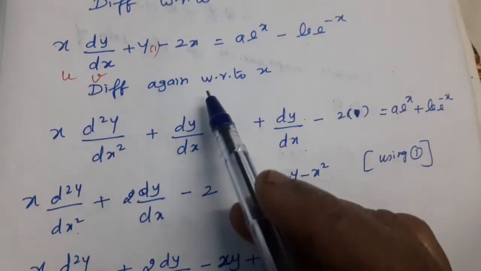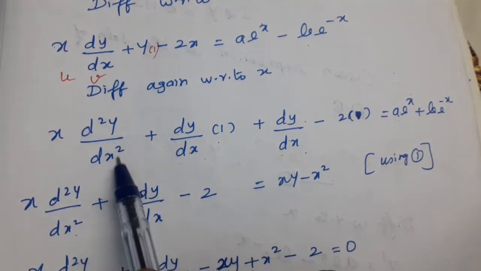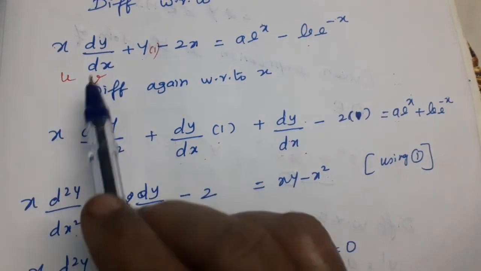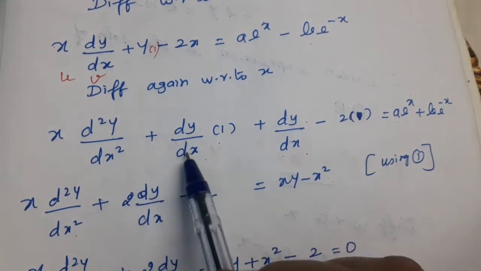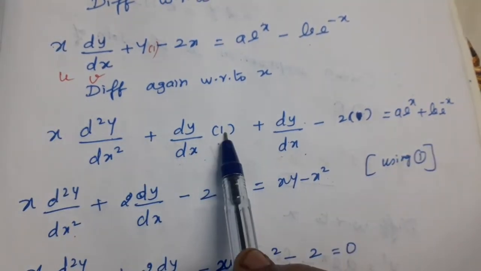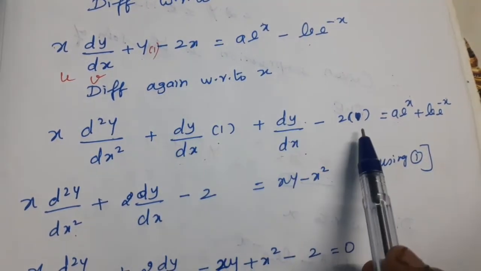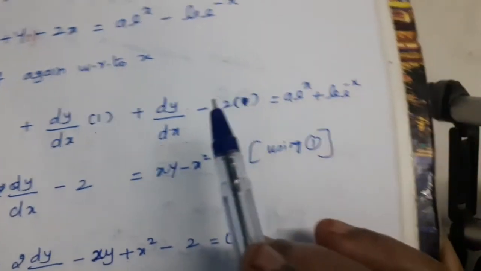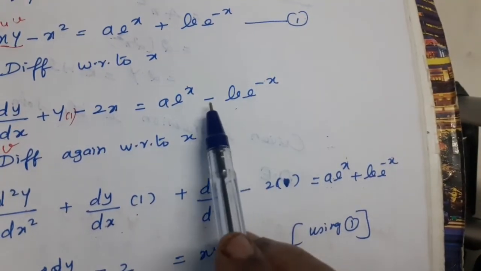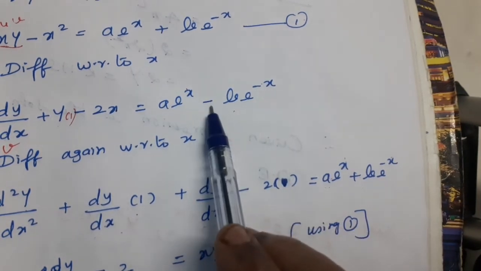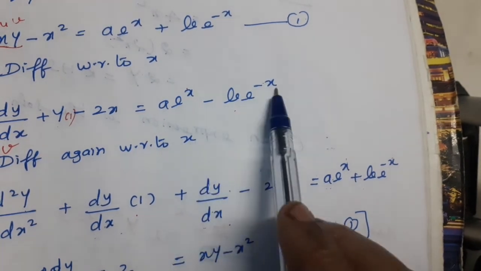Again differentiate with respect to x, the second derivative. So x into d square y by dx square plus dy by dx into 1 plus dy by dx minus 2 into 1. On the right hand side, a into e power x differentiates to a into e power x, and b into e power minus x: minus into minus becomes plus b into e power minus x.